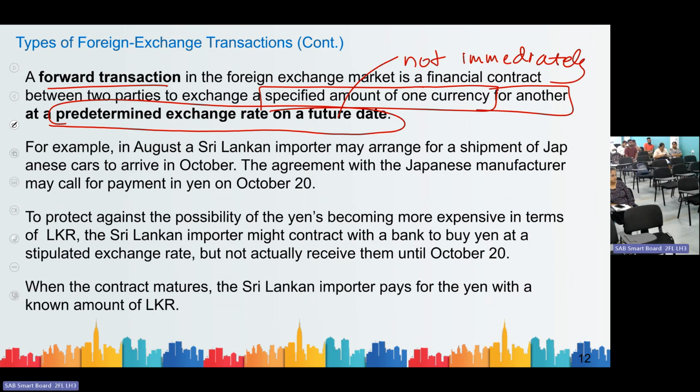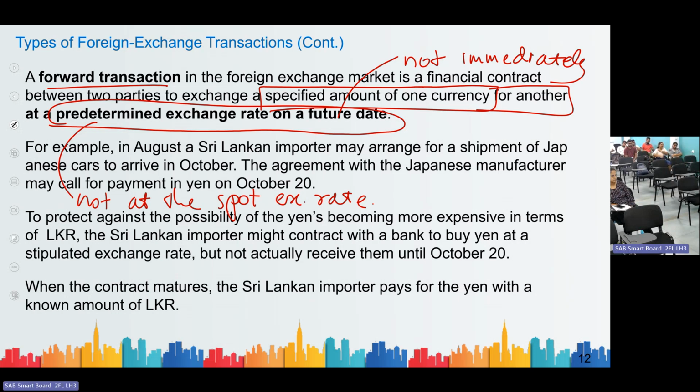Also, this doesn't happen at the current exchange rate, not at the spot exchange rate. Instead, in forward contract transactions, the transaction will happen on a future day, not within 2 business days. That means beyond 2 working days. It can be in several months or in 1 year, like that.